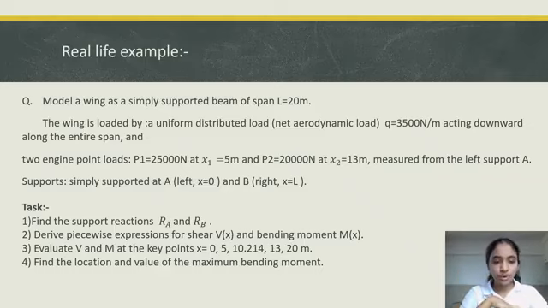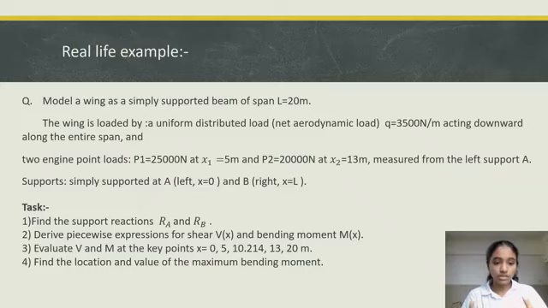Two engine point loads are taken as P1 and P2. P1 is 25,000 Newton, acting at X1, a distance of 5 meters, and P2 is acting at 13 meters, which is 20,000 Newton, measured from the left support A. The beam is simply supported at A and B. A is at x equal to 0 and B is at x equal to L, which is 20 meters. Our task is firstly to find the support reactions Ra and Rb.